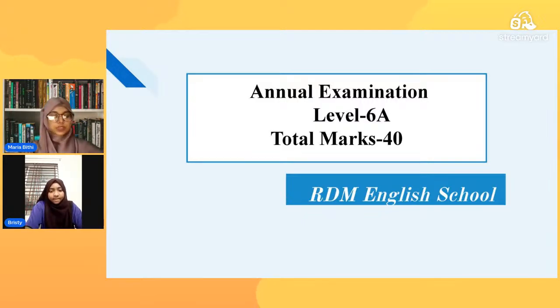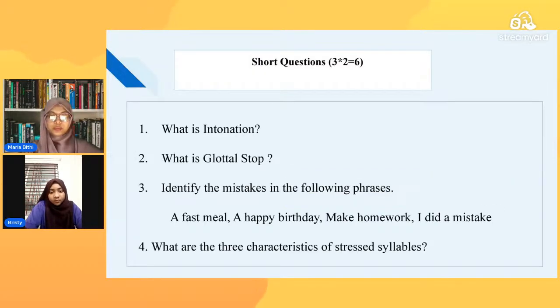Okay, welcome Brishti. This is your annual examination of level 6A. Total marks is 40. So we have some questions here, and these are the short questions. Please note that each question will carry 2 marks, and you can choose 3 questions from here.